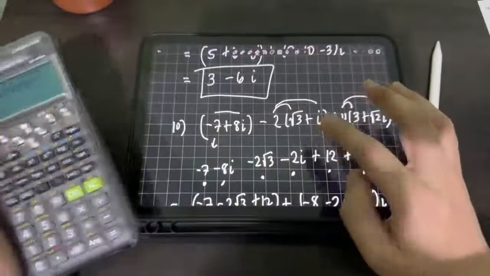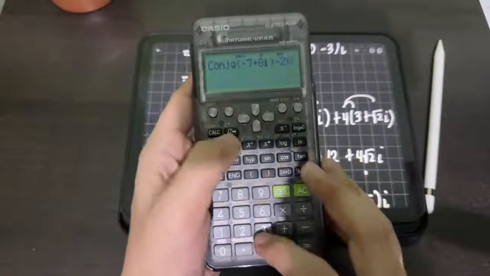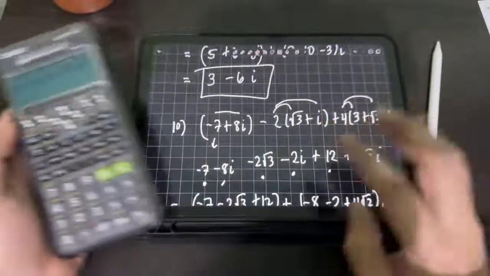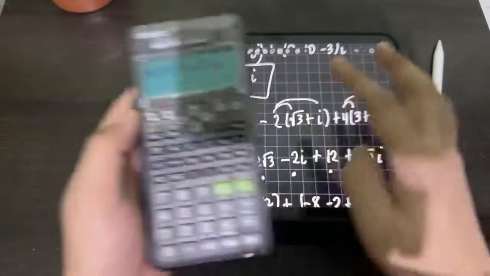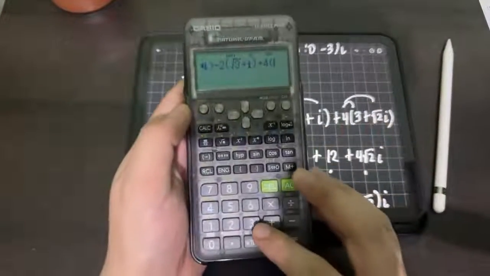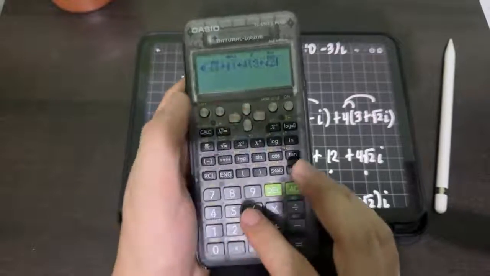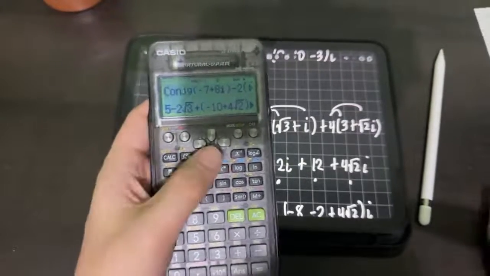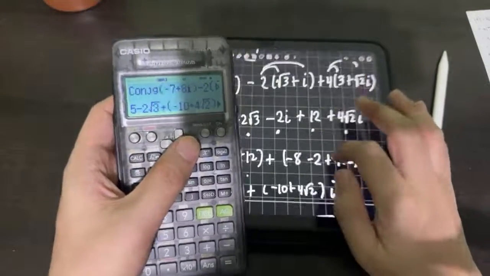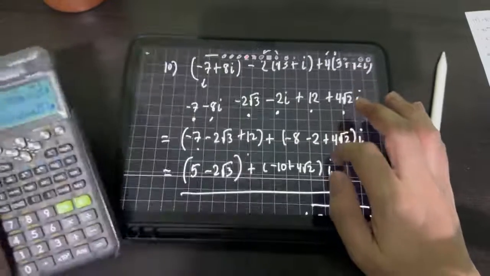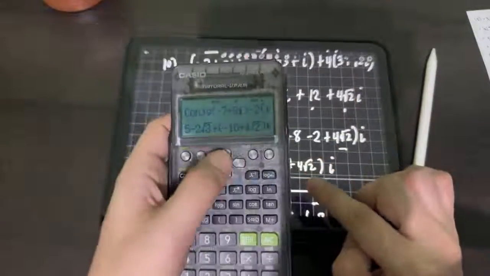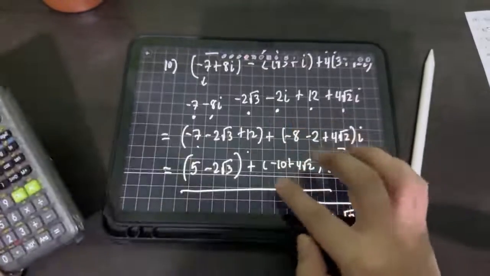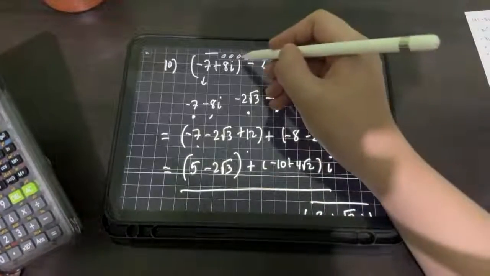2 times square root of 3 plus i, then plus 4 times 3 plus square root of 2i. Okay, so the exact answer is 5 minus 2 square root of 3 for the real part, plus negative 10 plus 4 square root of 2 for the imaginary part. Okay, so we have the correct answer.